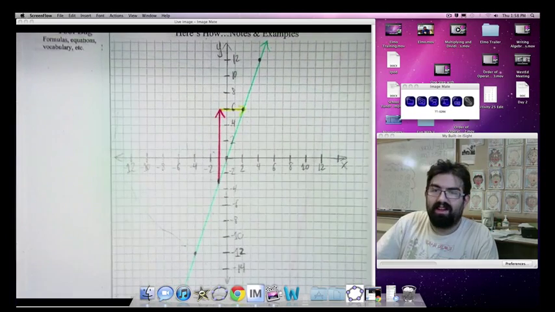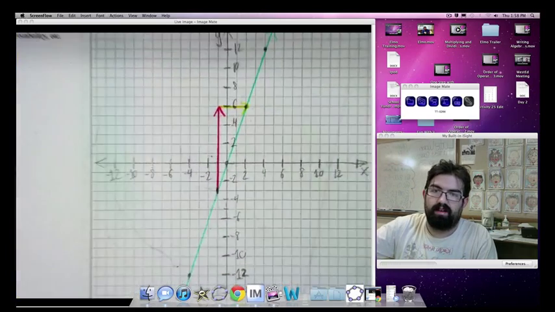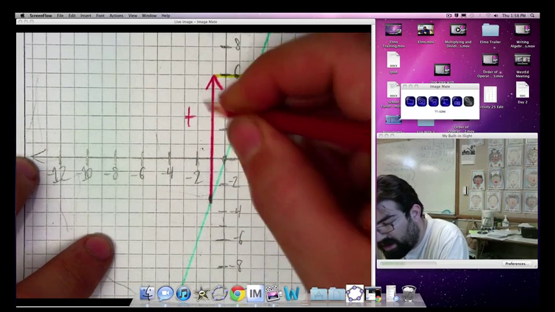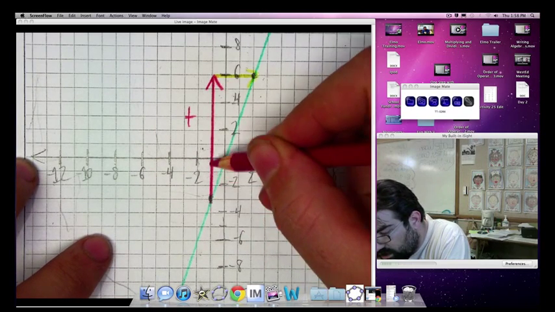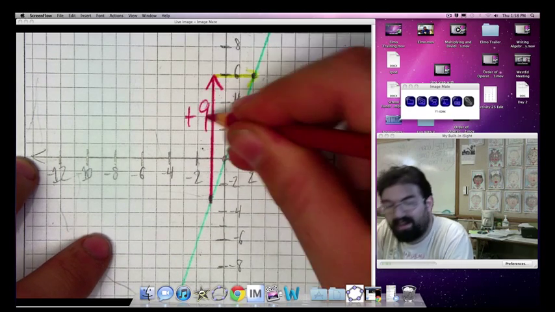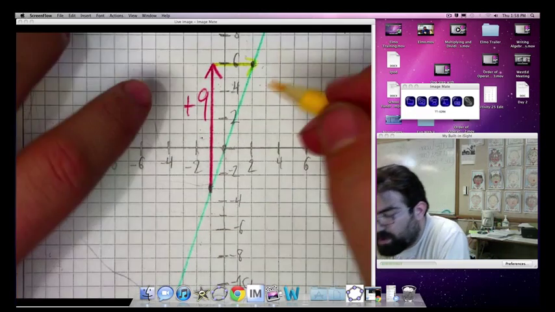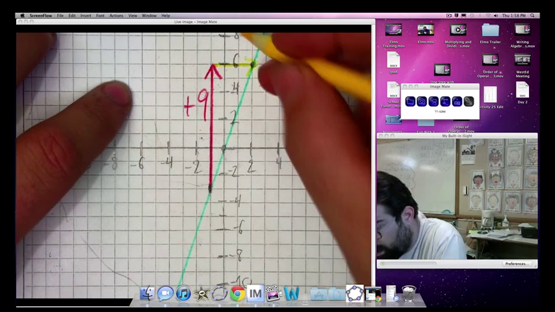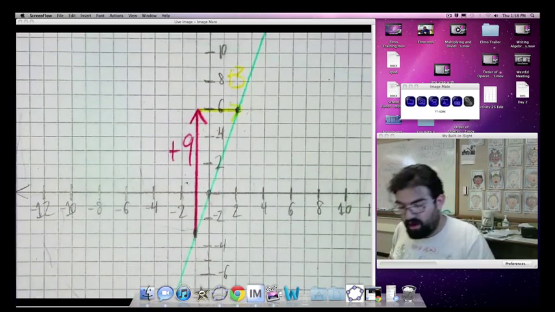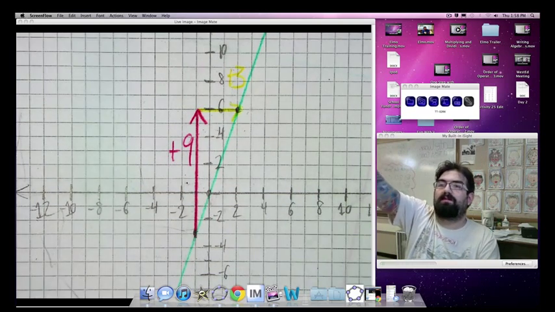Okay, so let's just zoom in on these two little lines I've added right here. I went up by how much? Well, 1, 2, 3, 4, 5, 6, 7, 8, 9. And then I went forward 1, 2, 3. So plus 3, because I went forward. So I went up by 9, I went forward by 3.